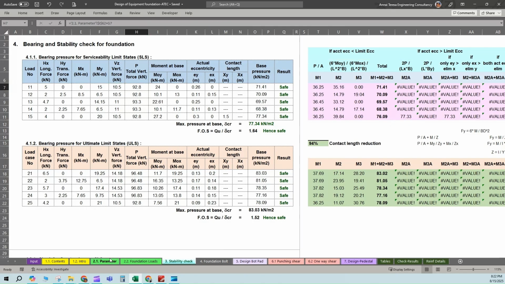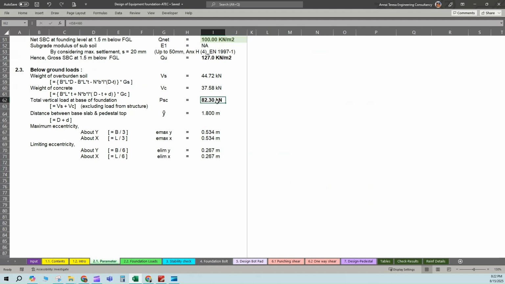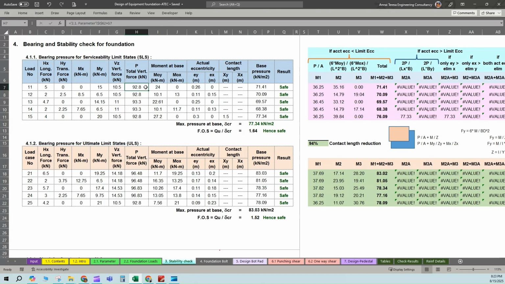In the second video of the series we already calculated this value, 82.3 kN, which excludes the load from the structure and is of the overburden soil and the concrete. So this load of 82.3 we are adding to this 10.5, which is from the structure load, so we are getting 92.8. This is applicable for all the load combinations. Like this, we can use the dollar symbol for both the column and row so that it cannot change.